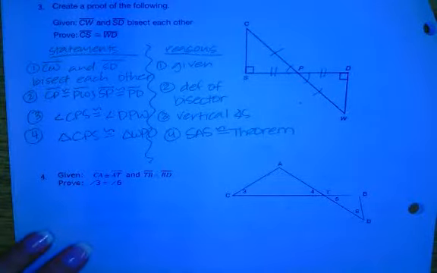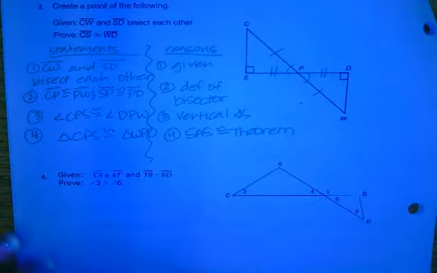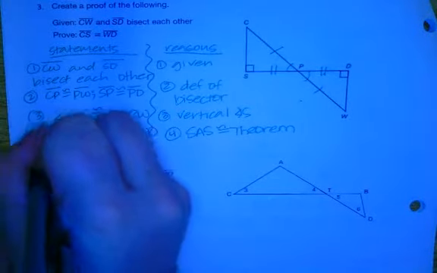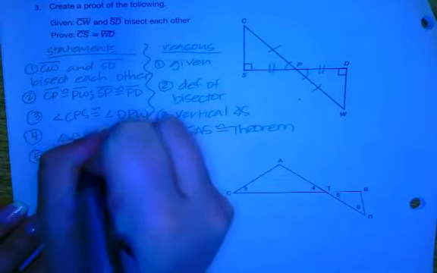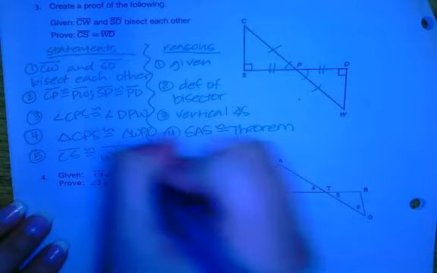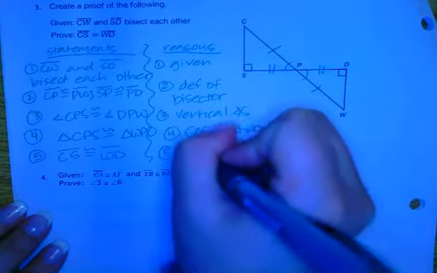Okay, we're trying to prove that CS is congruent to WD, so how are we going to go about that? Very good. So this is like a review from last time. CP, CT, C.